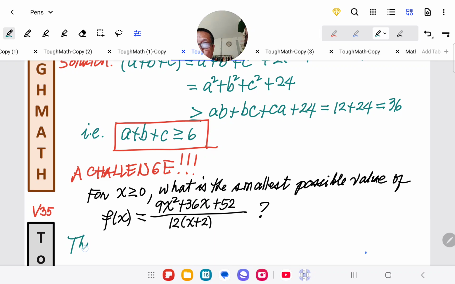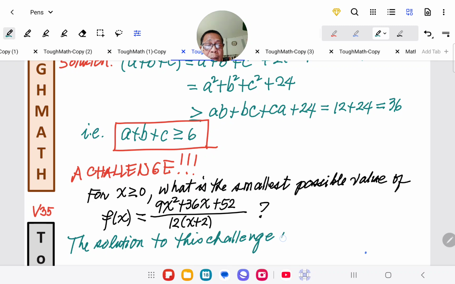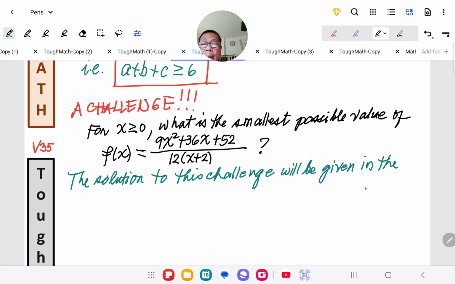Again, the solution to this challenge will be given in the next video. However, before you go to that video, try to solve this problem yourself first.